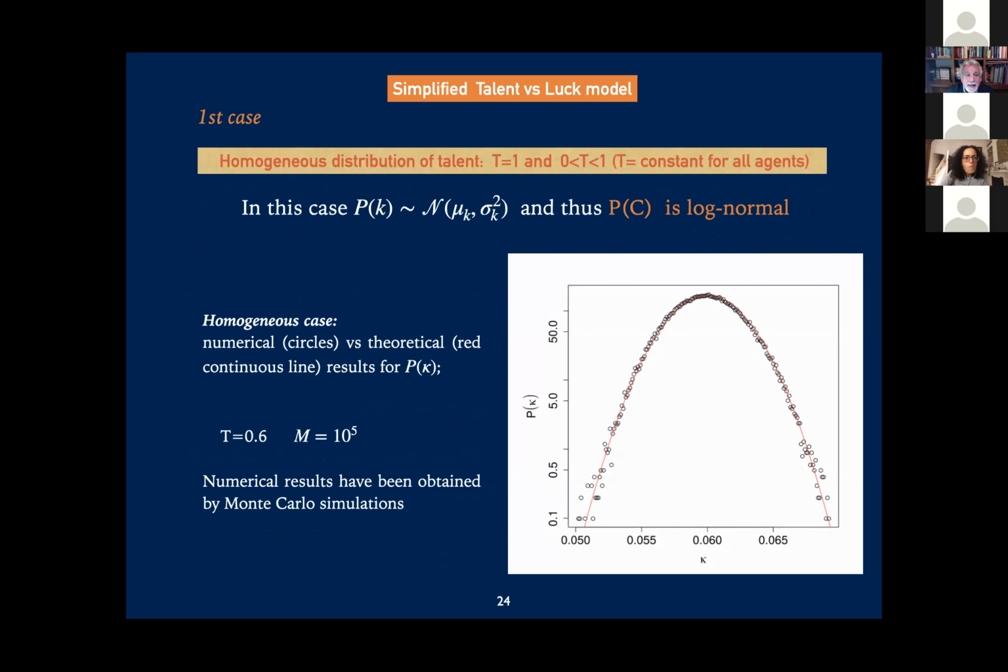So this is the first case that we examined. Suppose that you give a homogeneous distribution of talent to all agents in order to simplify things. And in this case, it is possible to see that this PK is normal, so P(C) is log normal. And then the Monte Carlo simulation that we can do agrees very well with the theoretical curve.